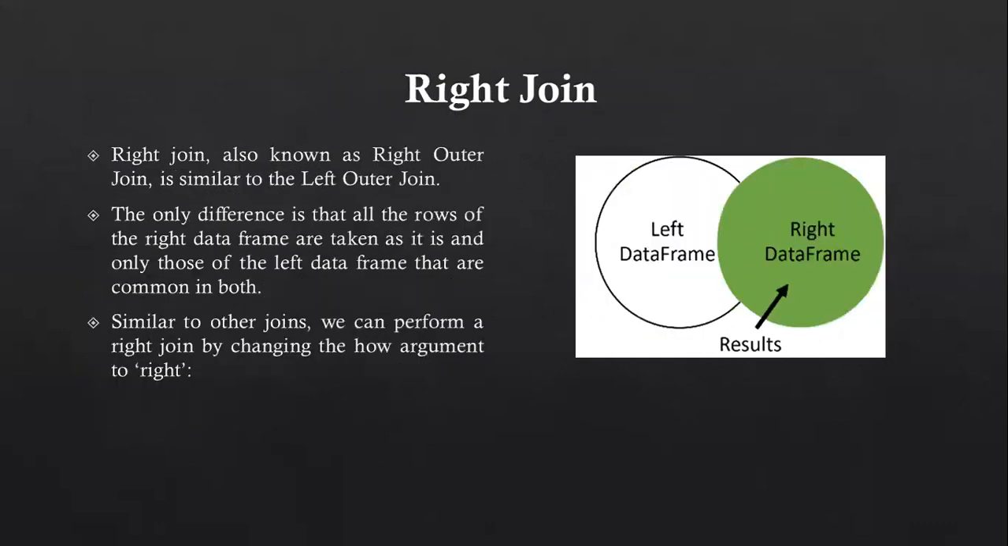Right join. Right join, also known as right outer join, is similar to the left outer join. The only difference is that all the rows of the right data frame are taken as they are, and only those of the left data frame that are common in both. Similar to the other joins, we can perform a right join by changing the how argument to right.